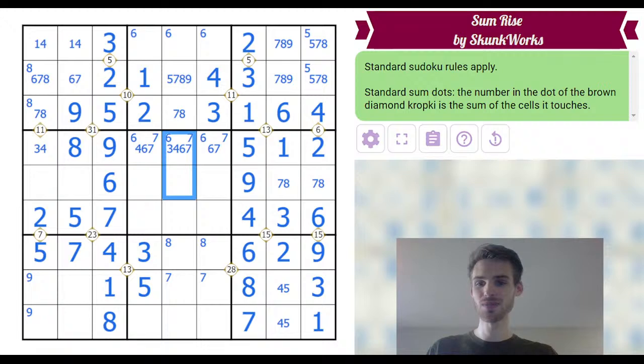It's definitely a 3 in one of those 2 cells because of 3's here.